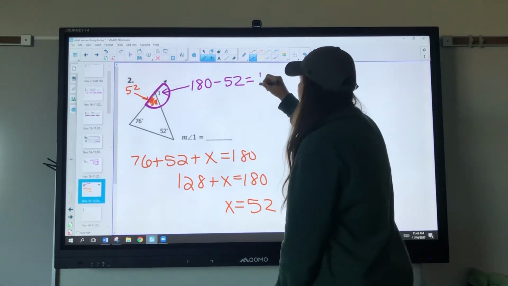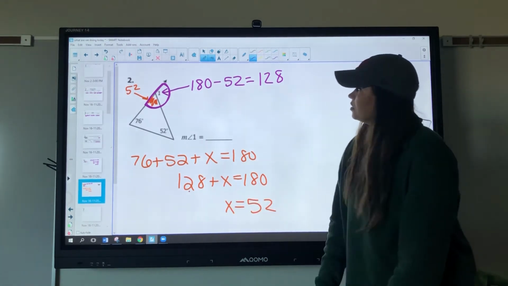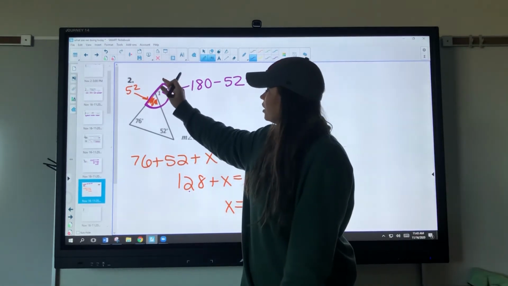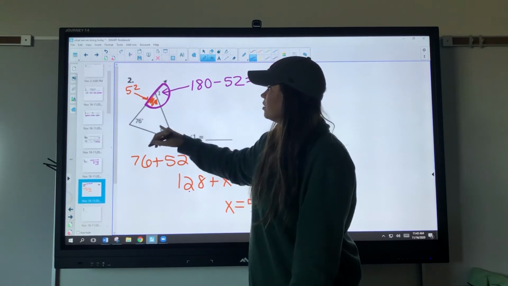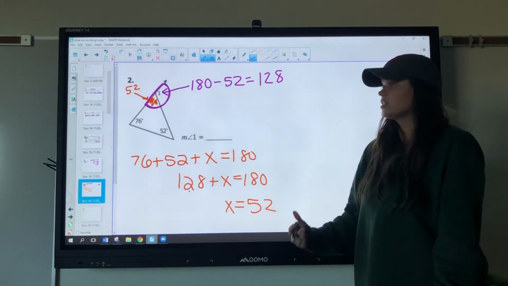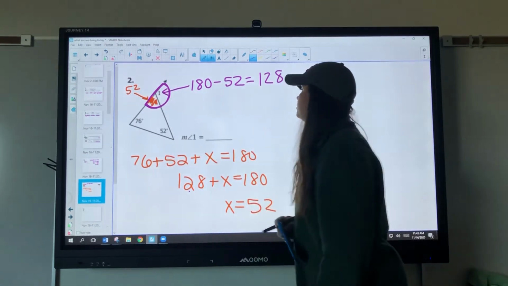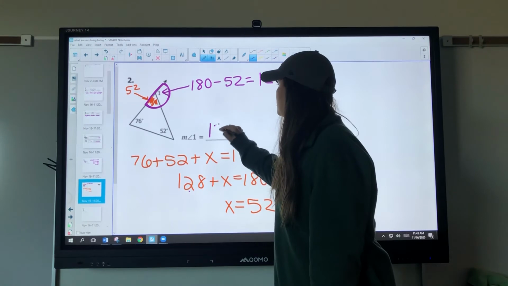Oh, but that's 128. See that right here? So that's always going to work out. If these two are 180, but also all three of these are 180, whatever these add up to is going to equal that. But again, if you don't understand, that's okay. You can still find the third angle and then use it to find the other angle. 128.